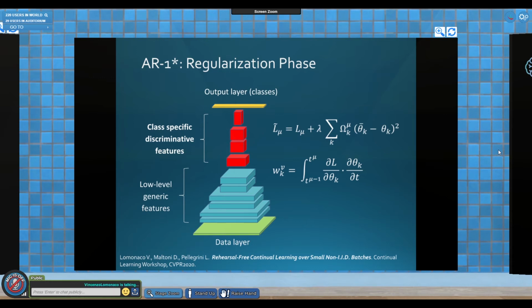But we do that in an efficient way. I don't think I have time to go into that. You can look at the details in the paper, which you can find on the slide. Essentially, we do that in a way that is computationally efficient and independent from the number of training batches. So we have a fixed overhead in terms of computation and memory for handling the importance of each weight, and to regularize the network so that we don't change so much the weights that are important for the previous data.